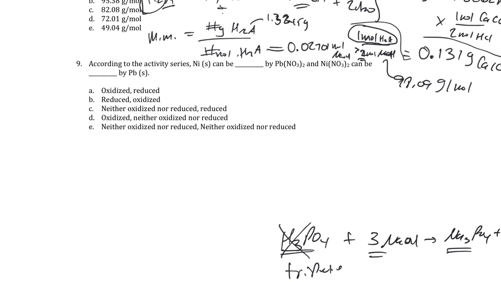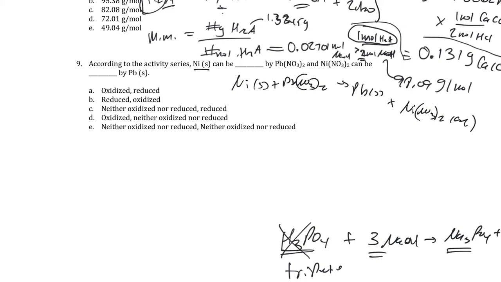Now let's take a look at our last question. Nickel solid can be oxidized by lead nitrate, and nickel nitrate can be reduced by lead. So what kind of reactions can take place here? Well, if nickel solid reacts with lead nitrate, the products would be lead solid plus nickel nitrate.